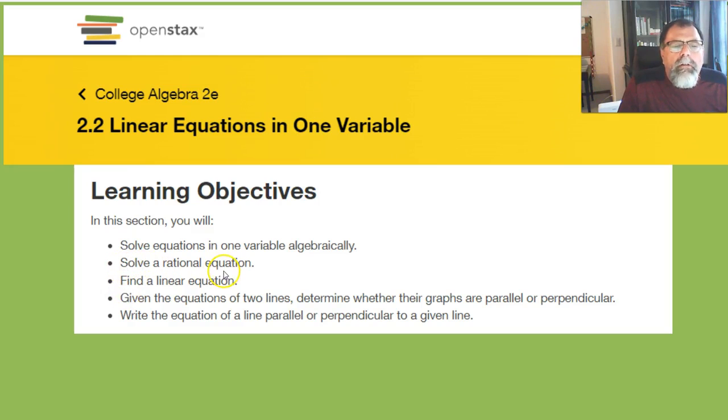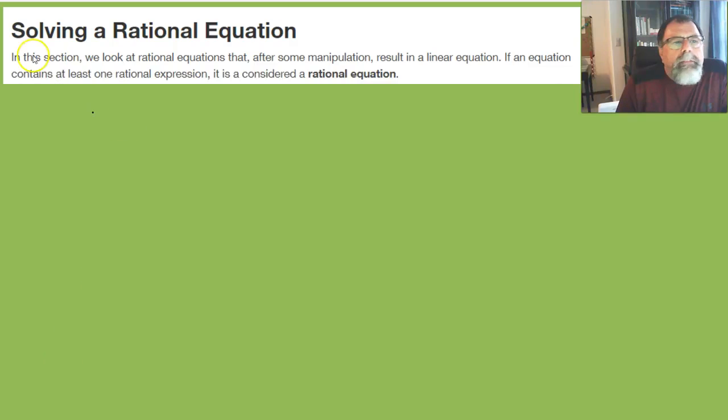Solve a rational equation. Okay, solving a rational equation. So in this section, we look at a rational equation that, after some manipulation, results in a linear equation. So basically, they start out as a rational equation because they have a fraction in it, a rational expression. And then we're going to do some tricks to it, manipulate it, and then it's going to result in a linear equation. So that's why it's kind of stuck in this section here. But since the original equation starts out with a rational expression, we call it a rational equation.